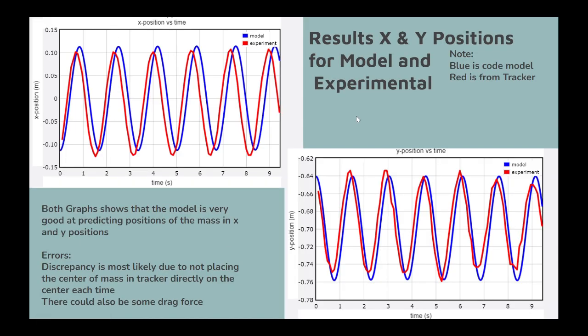These are our results. The blue is the code model, and the red is from the tracker data. Both are pretty good at predicting the x and y positions of the mass. Our discrepancy is most likely due to not keeping the center of mass constant in the tracker video, and the video maybe not being the best quality. There also could be some drag force. I'm not really sure, but it's a minimal discrepancy, so it's probably just the center of mass.